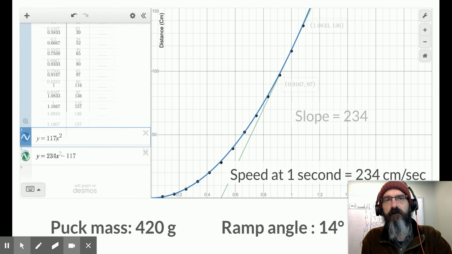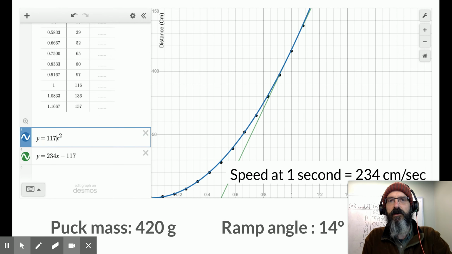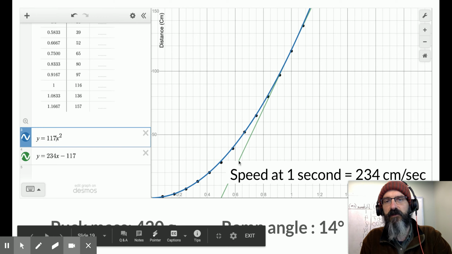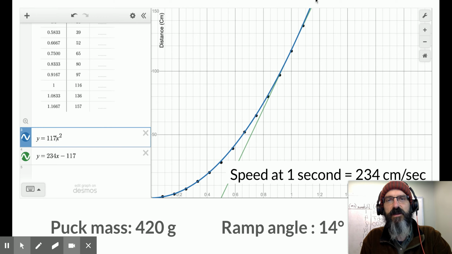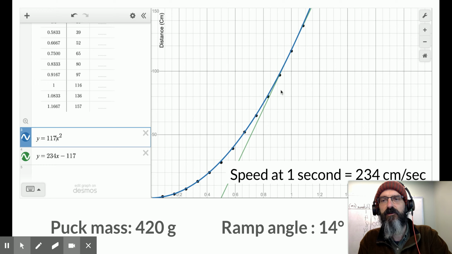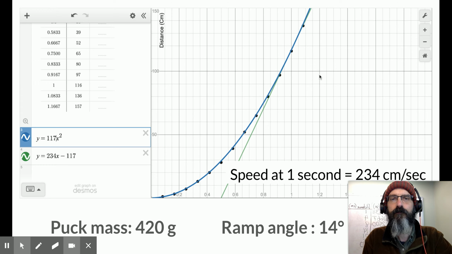And I'm going to draw it for you. So at the 1 second mark, our sort of simulated straight line slope is 234 centimeters per second. Now, that's an interesting number.